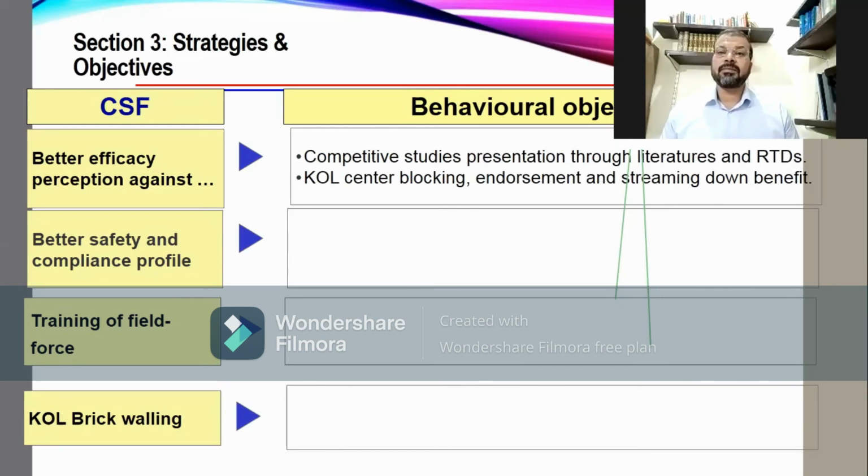Then all these are planned to convince your customer on the critical success factor that you have identified. It can be better safety, as was suggested by one of the participants. It can be better compliance, it can be better training of your field force who is able to make better relation with the customer, take their time, and convince them more efficiently. And then KOL brick walling. What is KOL brick walling? You engage many consultants to highlight that efficacy, that superior point of your product, to other doctors. Because whenever it's a third party reference, people believe it's good.